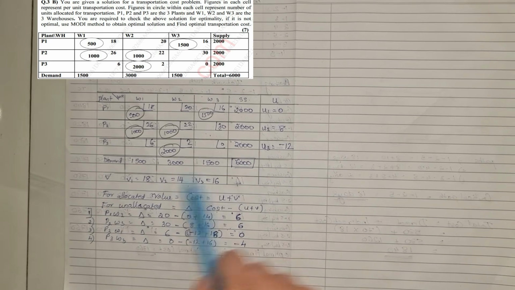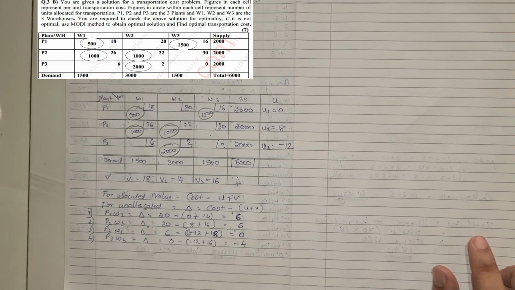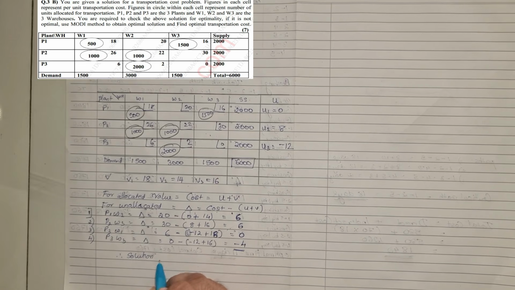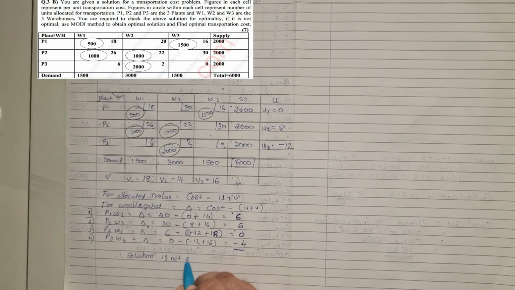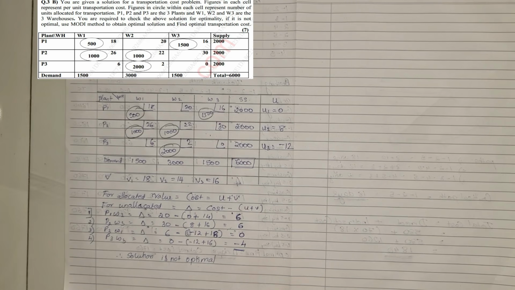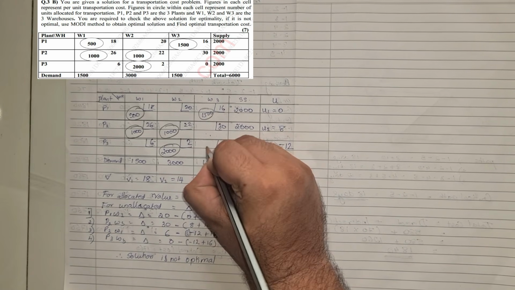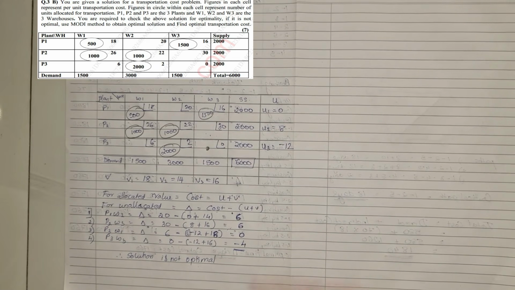First we found U and V, and then we found delta for all the unallocated cells. Now the rule is, if there is any negative value, and here we got negative 4, therefore the solution is not optimal. If the solution is not optimal, we'll have to make it optimal through the looping method. The looping logic is very simple. Negative 4 is under the P3W3 cell. From here we will start and create a loop.